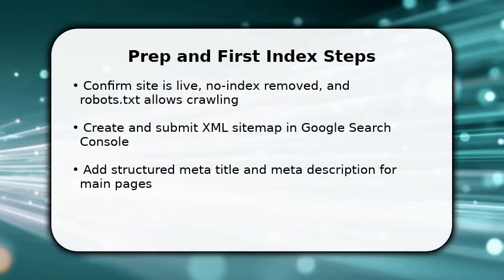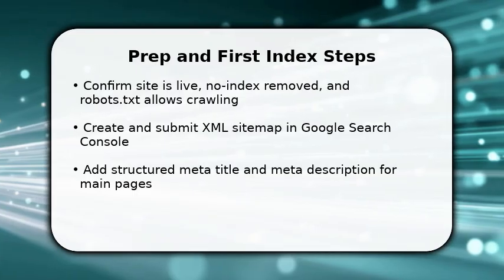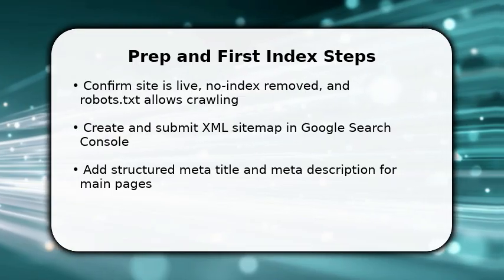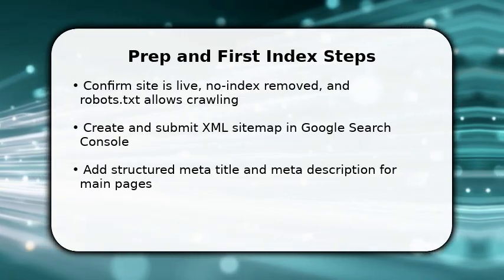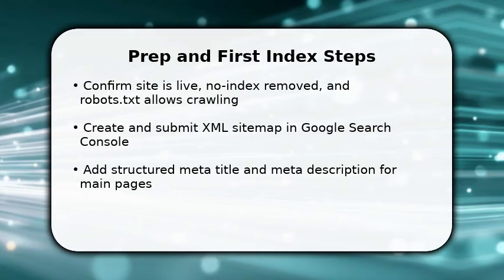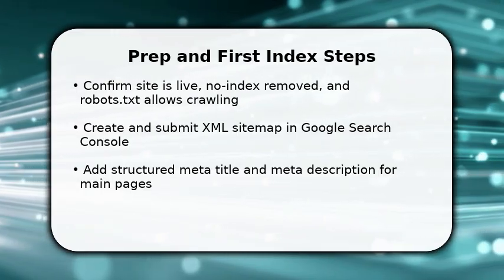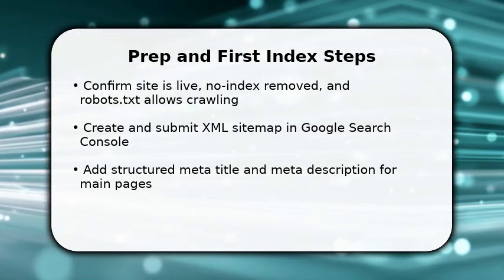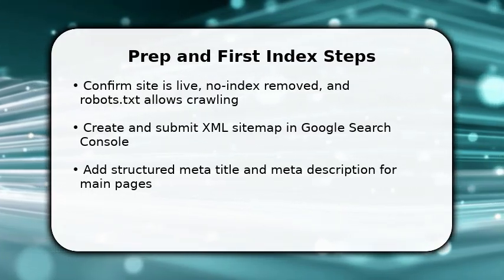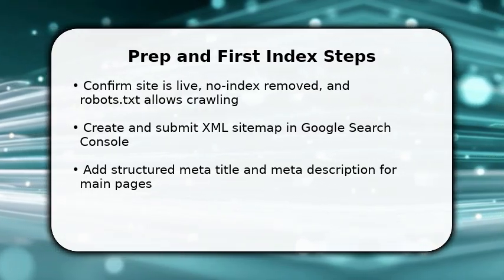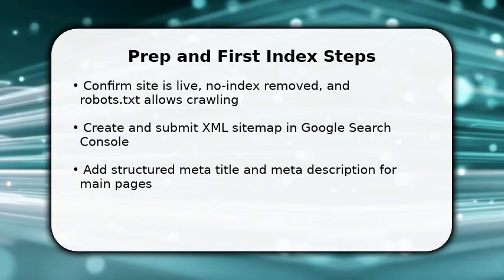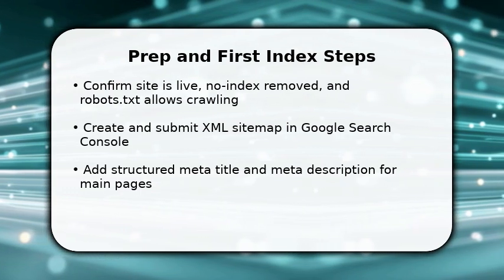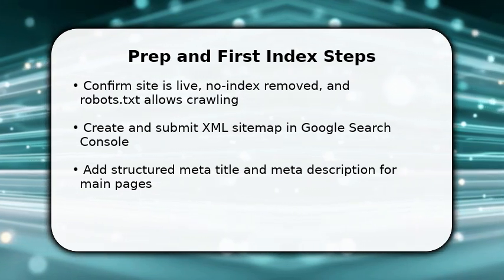You start by confirming the essentials. Your site is live, pages are not set to noindex, and robots.txt won't block Google. Once done, generate an XML sitemap and submit it in Google Search Console so Google knows your URL map. Then add clear, unique meta titles and descriptions for core posts to improve click-through. Do this now to begin indexing. You'll speed up discovery and make ranking signals visible to Google while you move into content and technical optimization.